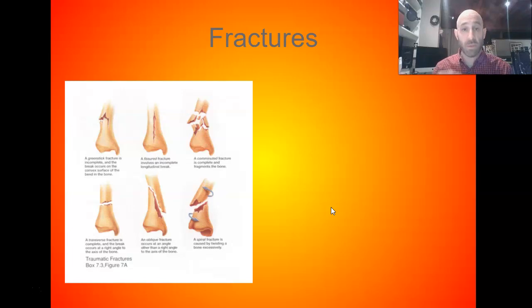So what I'm going to do is go through the different types of fractures and how they're characterized, and then I'm going to talk about how a bone actually heals. So let's get started. A fracture just means a break to the bone, and that could be something serious where the bone is essentially destroyed, or it could be a minor fracture where the bone heals rather easily and there's not a whole lot that needs to be done. So let's go through them.